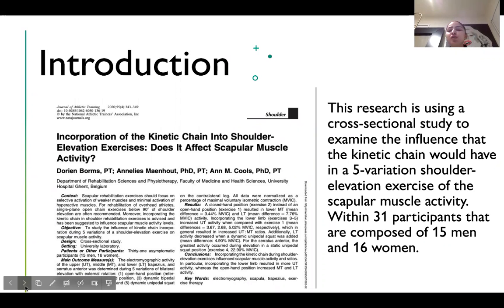This was done through the Journal of Athletic Training, and this research was conducted as a cross sectional study to help examine the influence of the kinetic chain in 5 variations of shoulder elevation exercises on scapular muscle activities. And this was done with 31 participants, 16 being female and 15 being male, with an average age of 22.